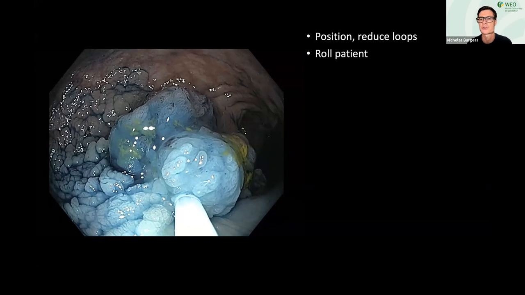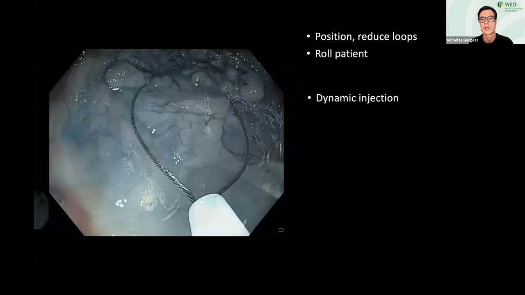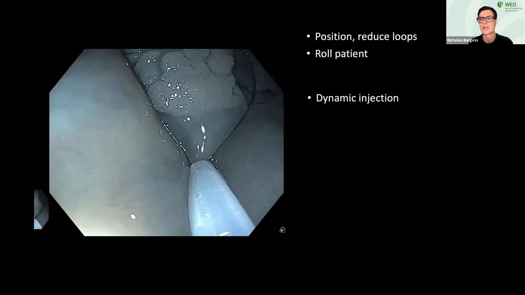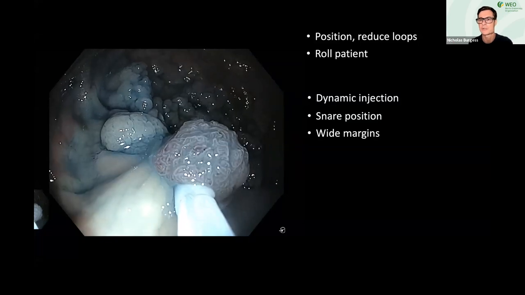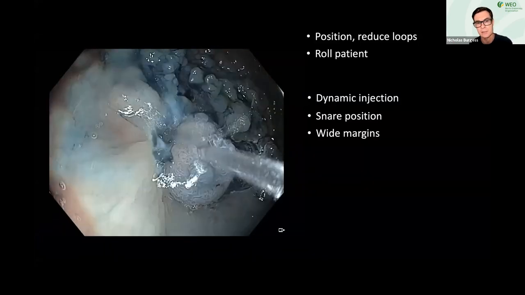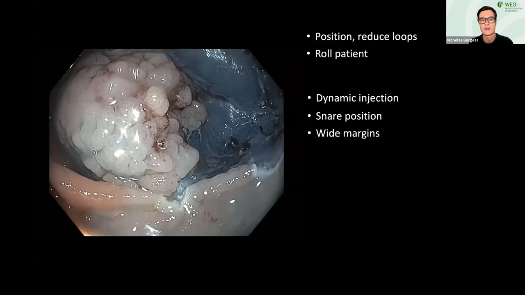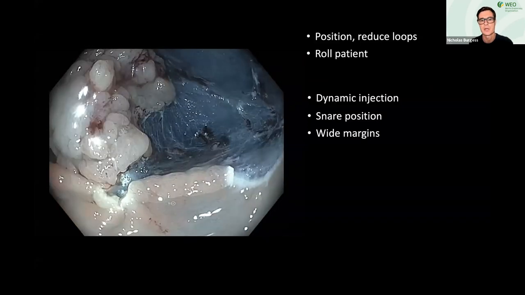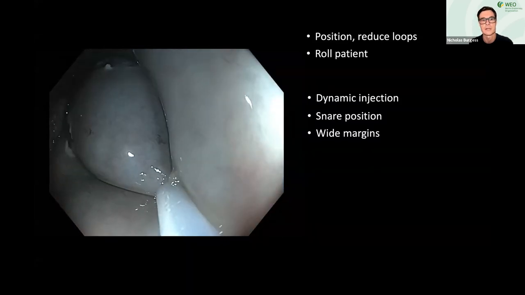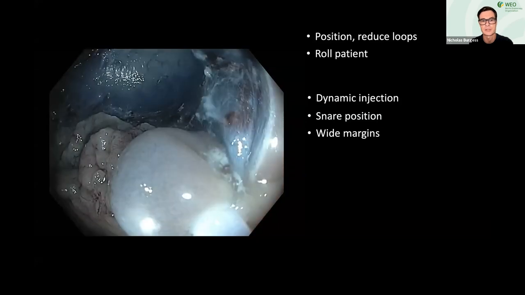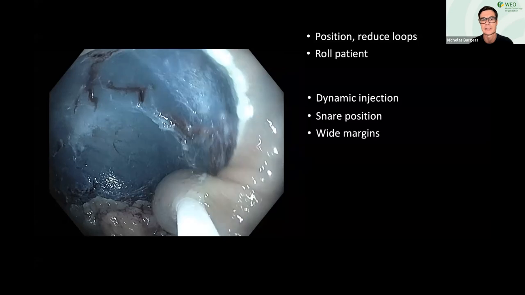that your scope position is good, that you've rolled the patient to keep fluid away from the lesion. You use dynamic injection to lift the lesion up and put it in the appropriate spot. And then make sure you take care with snare positioning. Position outside the lesion, resect within the defect, and try not to leave little areas like this where you may leave a small area of focal non-resected tissue. You want to really make sure that you resect all of these completely.